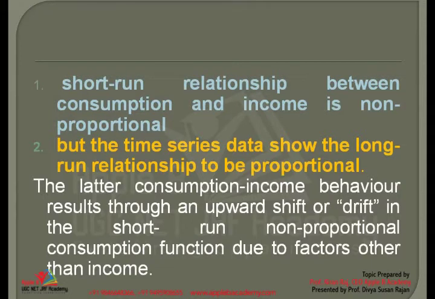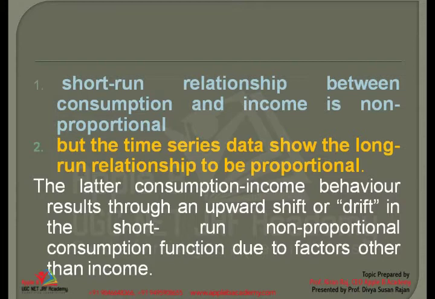Now, this latter consumption-income behavior led to an upward shift, or a drift, in the short-run non-proportional consumption function. This shift or drift in the consumption function was not because of the income factor. It was a result of factors other than income. So that is one of the reasons why, when Tobin and Smithies came up with the drift theory, they emphasized that it did not agree with the conclusions of the Keynesian absolute income hypothesis.